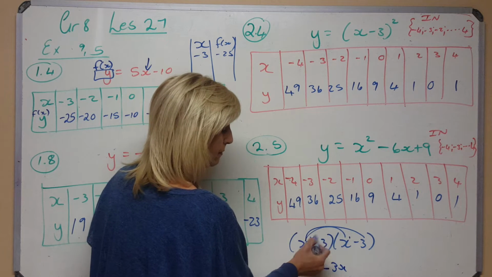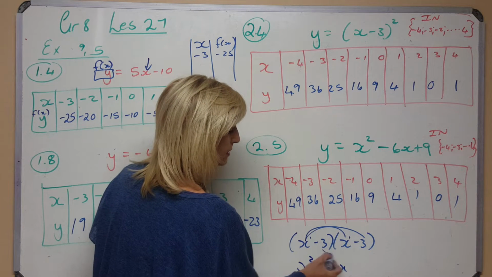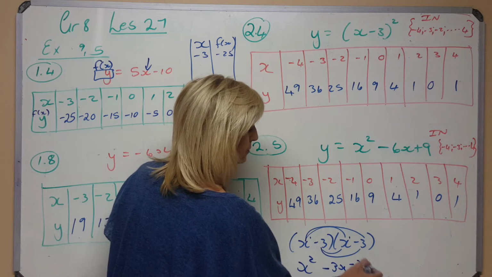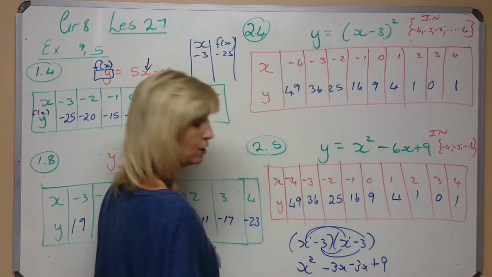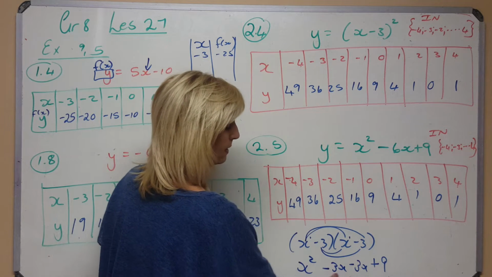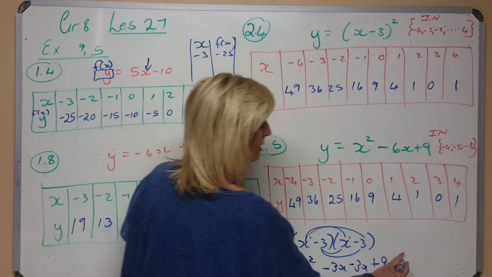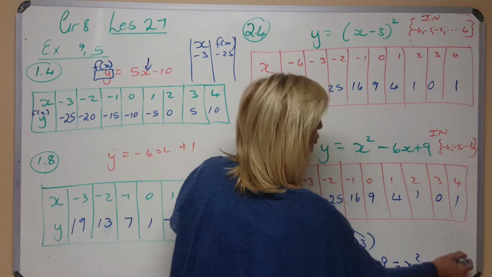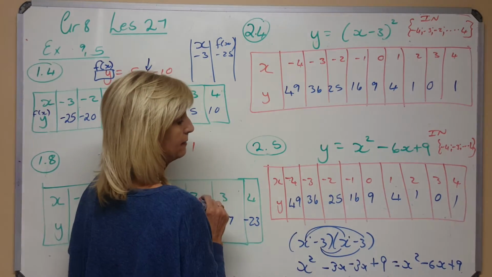Then you also have to times the -3 with both of them. -3 times x is -3x. And the -3 times the -3 is a plus 9, en nou kan jy sien as ek daar by mekaar tel, minus 3x and minus 3x, I will get to minus 6x, which is exactly the same as that previous sum.